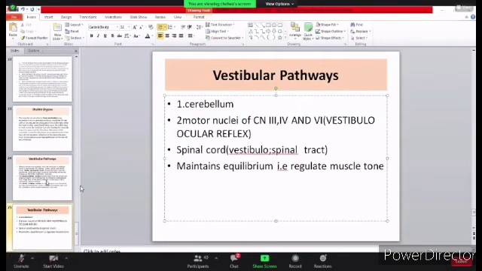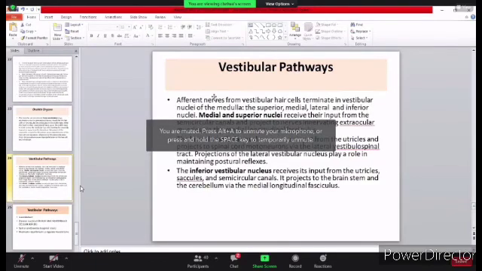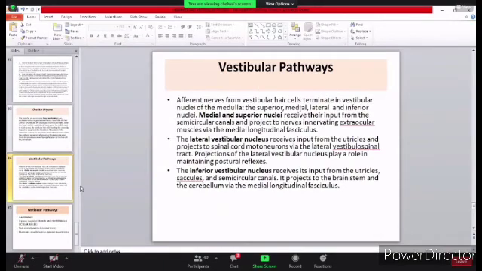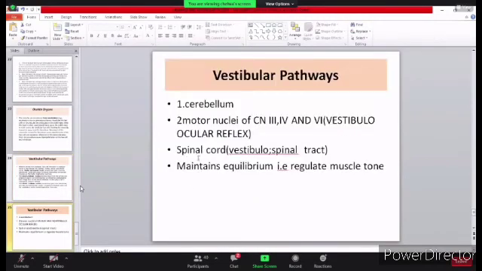So I was saying the vestibular pathway. All these afferent nerves from the vestibular hair cells terminate in the vestibular nuclei in the medulla. All the superior, medial, lateral, and inferior nuclei. Or in short, this you can go through on your own, they go to these 4 major places.